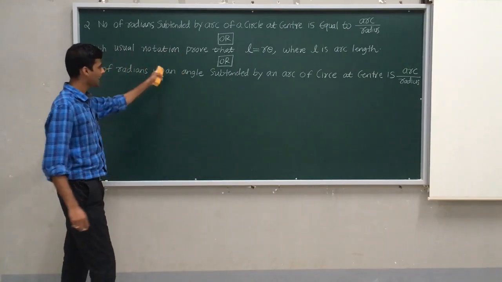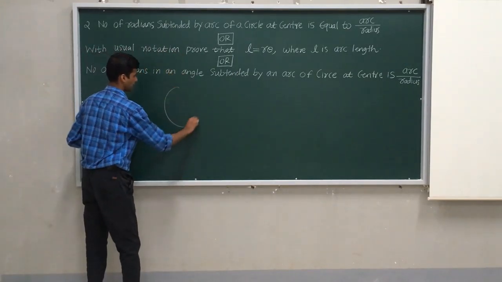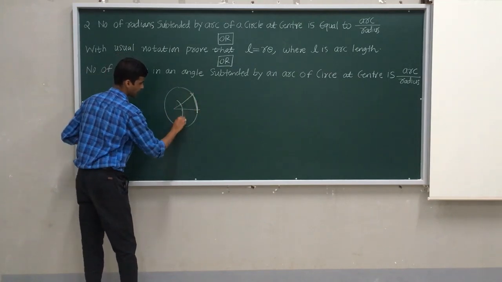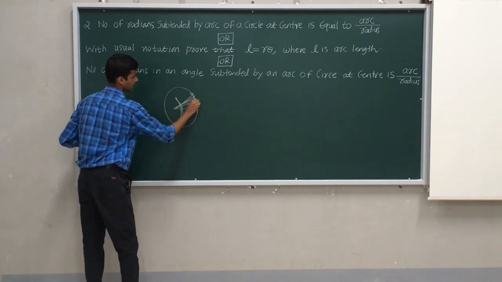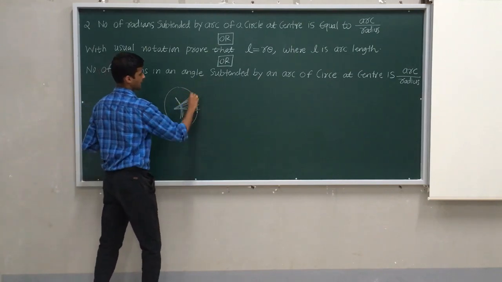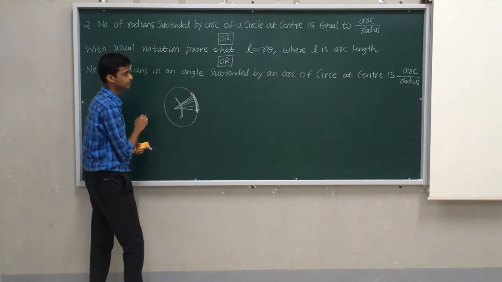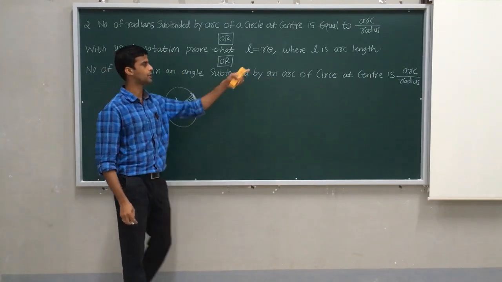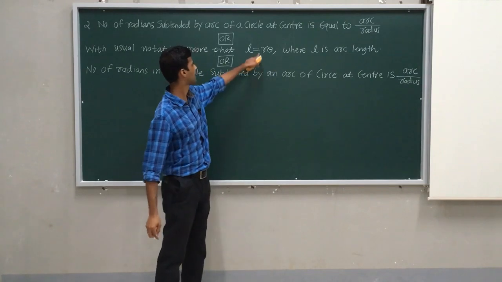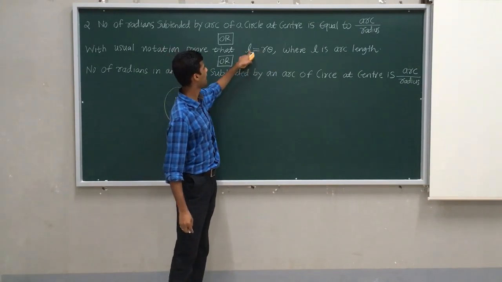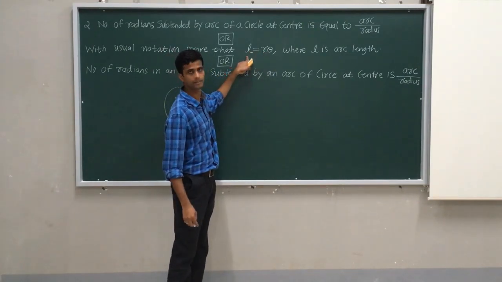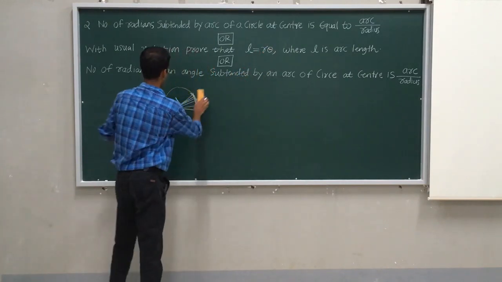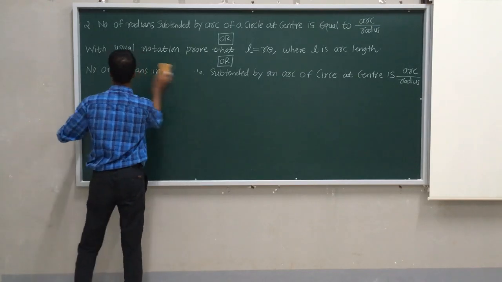The third is number of radians in an angle subtended by an arc of a circle at center is equal to, you need to prove, arc by radius. Arc by radius means you need to prove L by r. That angle is theta. Now I will prove this.